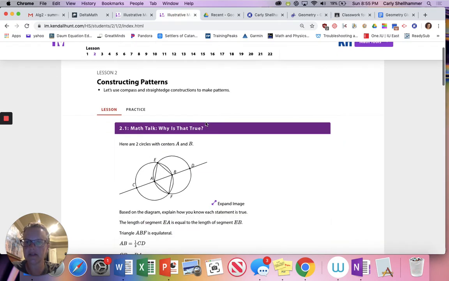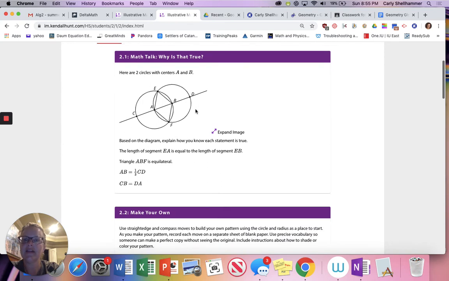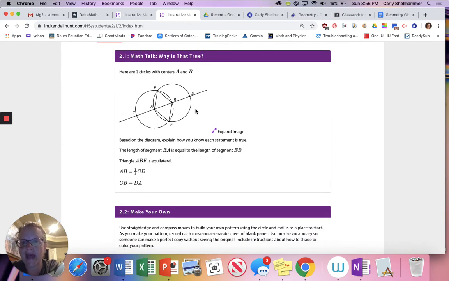So here we are in Lesson 2. Let's see what we can do. So 2.1 says Math Talk. Why is that true? Here are two circles with centers A and B. So circle A has radius AB. Circle B has radius BA. Therefore, I can say that circle A and circle B are congruent because they have the same radius measurement. So based on the diagram, explain how you know each statement is true.